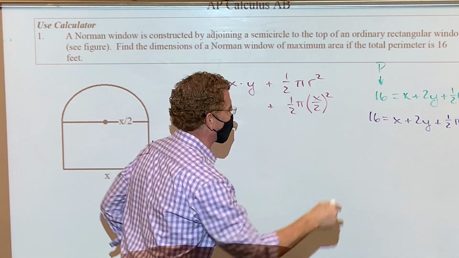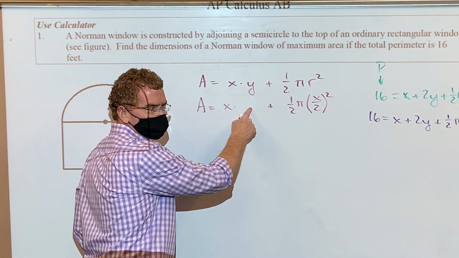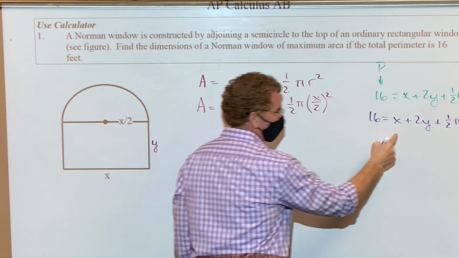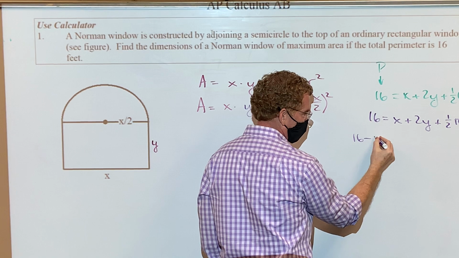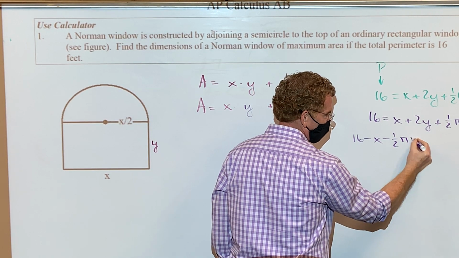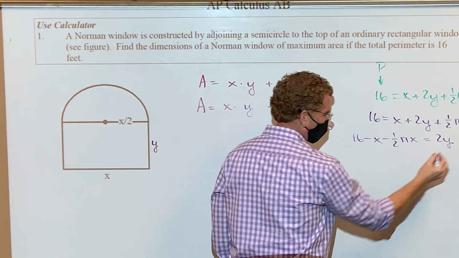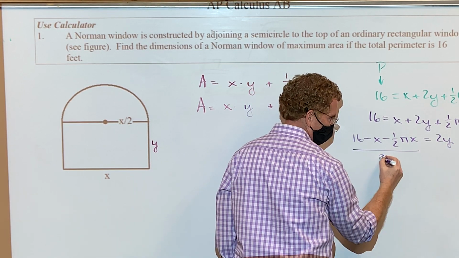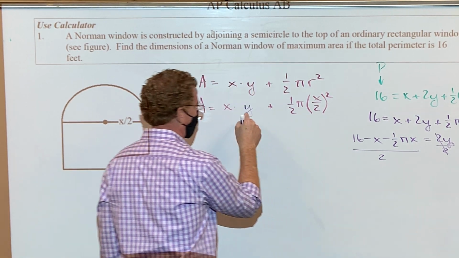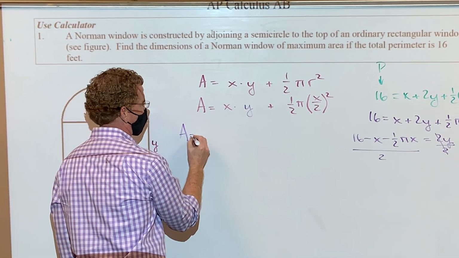Now I can use that to help me over here, right? But I gotta solve for that y. So I'm gonna have this 16, I'm gonna subtract that x, I'm gonna subtract that 1/2 pi x, and that'll get me to here, and then I can finish by dividing by 2. So that ugly thing is my y. So here is my equation.